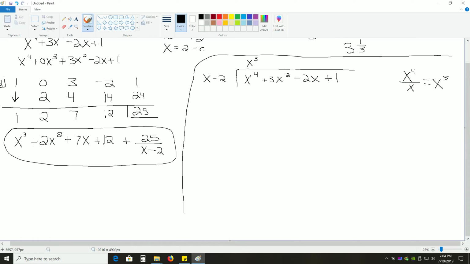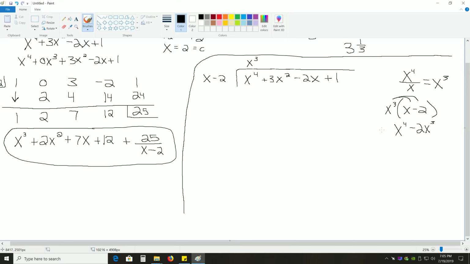And now remember, whenever you did long division in the past, you would take this value and multiply it by the number on the outside and then subtract it from the number on the inside. We're going to do the same thing. We're going to take this top number, x cubed, and multiply it by the number on the outside. In this case, it's a polynomial on the outside. It's x minus 2. So when we multiply this, we have to distribute. That gives us x to the fourth minus 2x cubed.